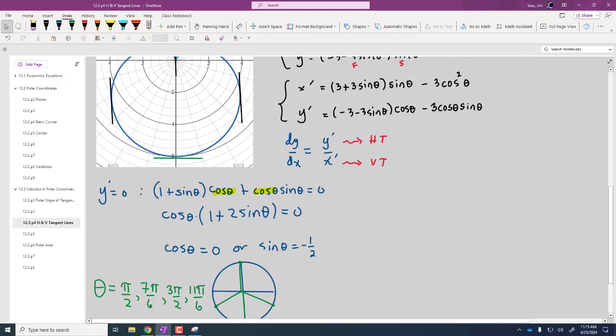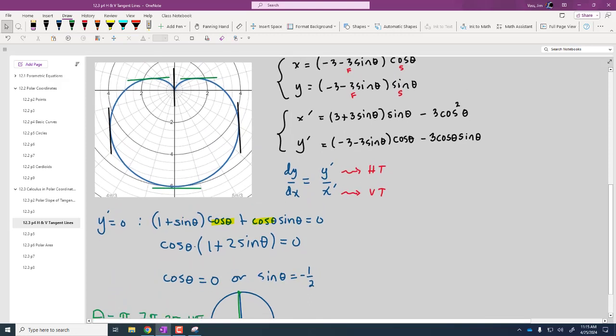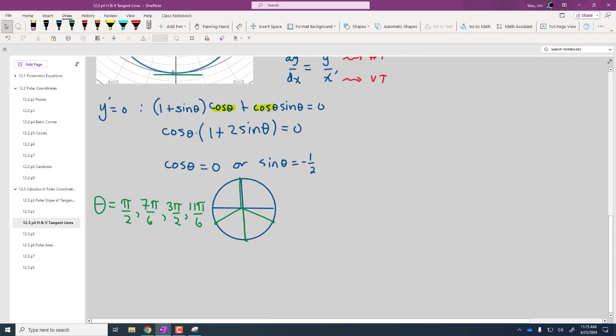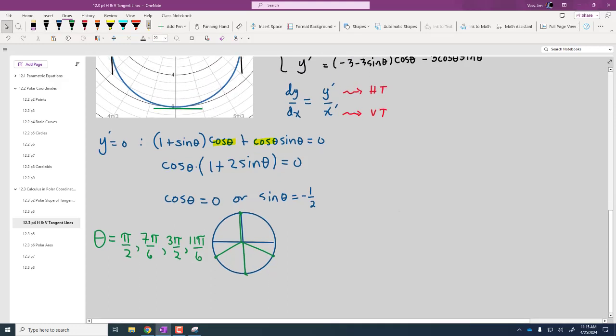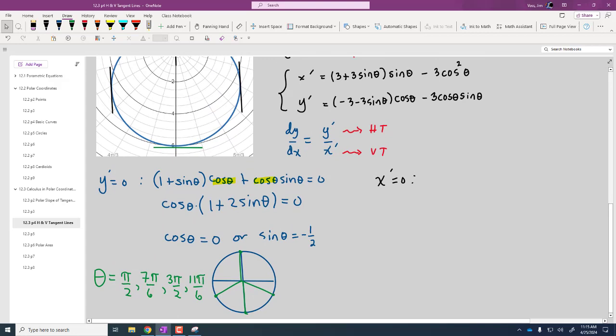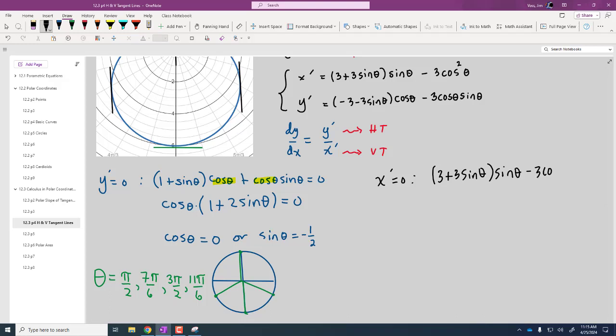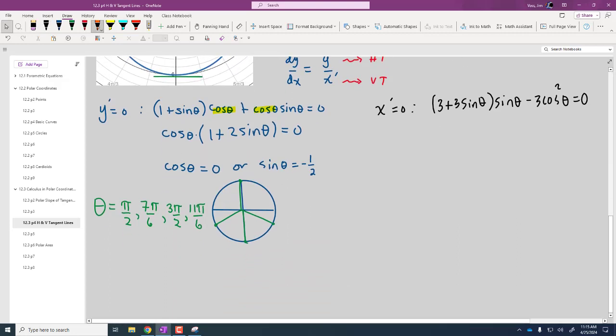Note that these are finding horizontal tangents, and we only have 3. One of them is going to be a repeat. It's 0 for x prime, but x prime is going to win, and it's going to get the tangent line for it. So let's come over and set x prime equal to 0. So x prime is the top one, so we're going to have 3 plus 3 sine of theta minus 3 cosine squared theta. Oh, I forgot to divide out the 3. Let's divide out the 3. So all these become 1s.